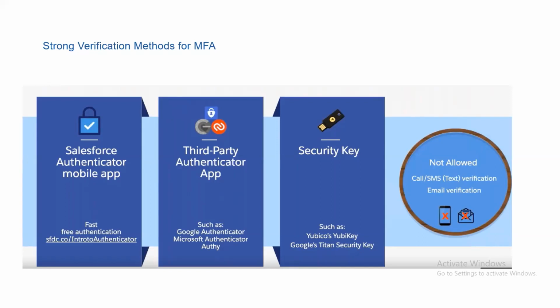One is Salesforce Authenticator, to log in through mobile apps. The second one is a third-party authenticator, such as Microsoft Authenticator, Google Authenticator, etc. And the third one is a security key, where you can use YubiKey or Google security key, etc. And MFA will not allow any call, text, or email verifications.